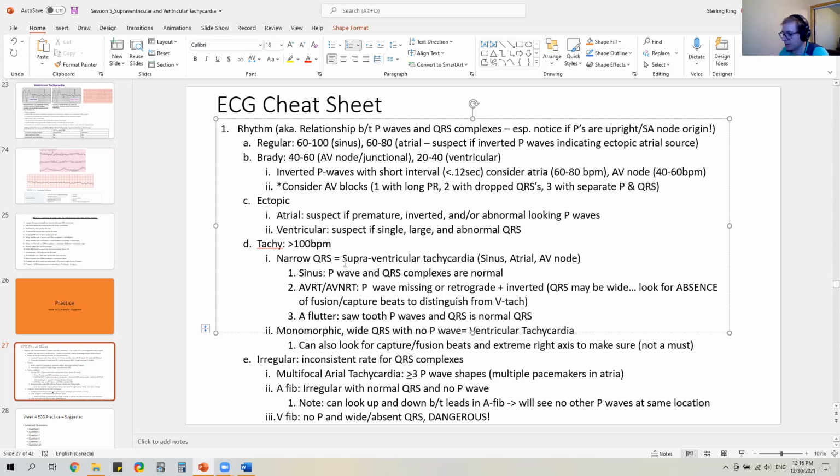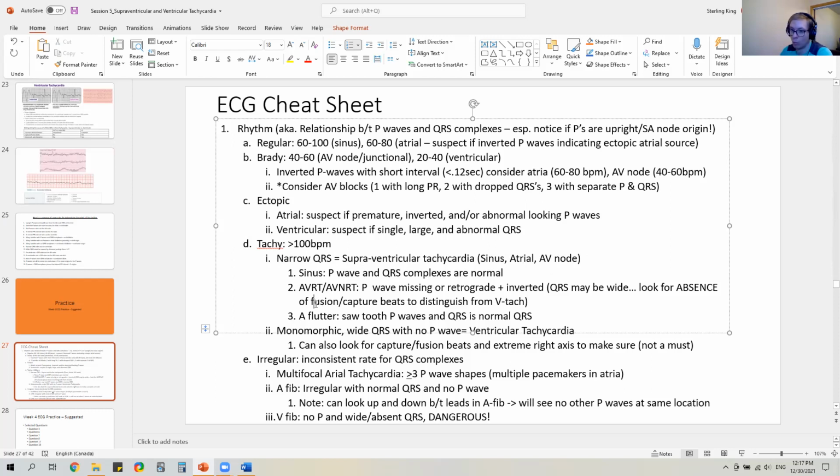Tachycardia greater than 100. If it's narrow, you're thinking supraventricular. Sinus, so that's the SA node can be causing it, the atria can be causing it, or the AV node can be causing it. If it's sinus, the P wave and QRS are normal. AVNRT and AVRT, we're talking about the retrograde P wave.